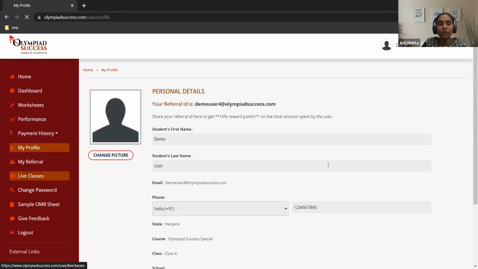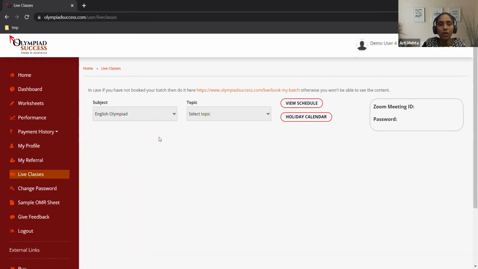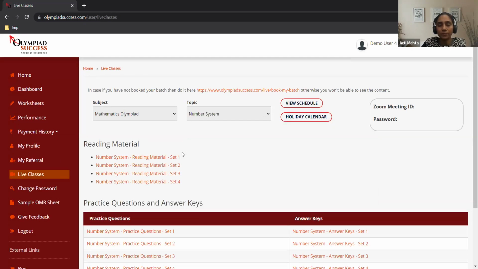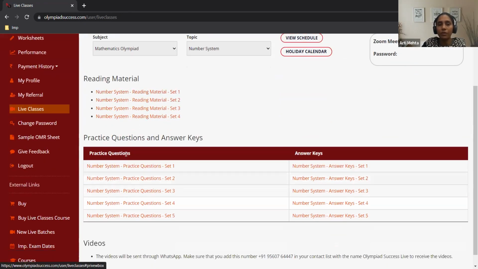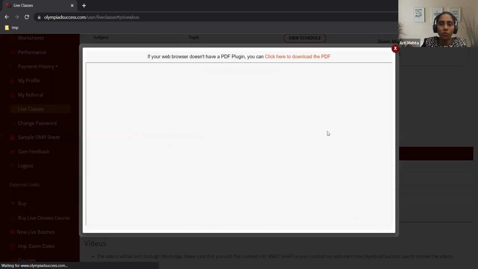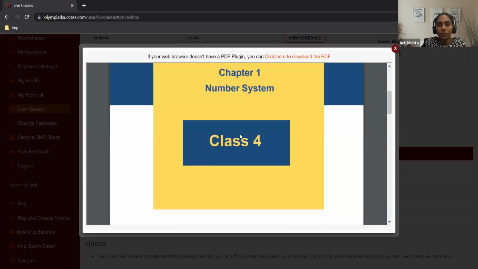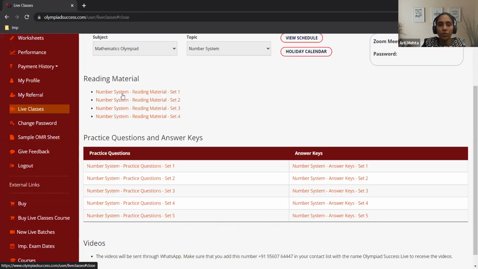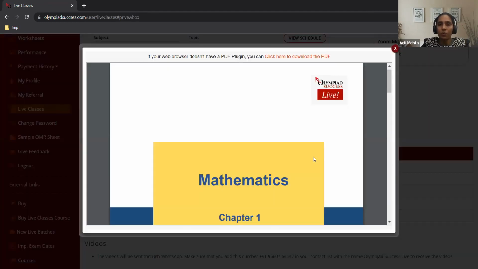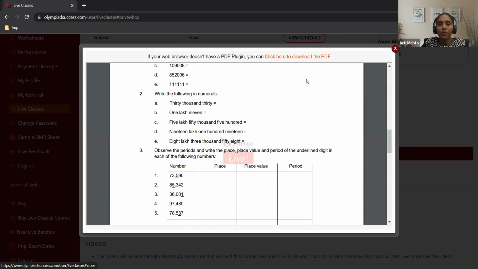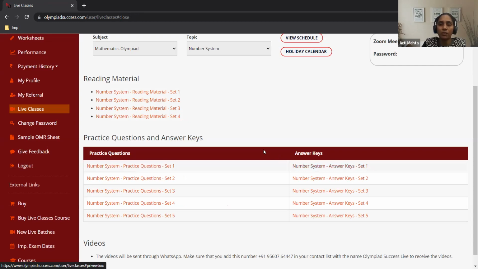So the first important thing, where you can find the reading material, practice questions and answer key, is this page, the live classes one. You have to click on the subject drop down, select mathematics, and then select the topic. Let's say I select number system. Here you see various links for reading material, practice questions and answer keys are available. You just click on any of the links you want to study, go through it, and for corresponding topics we have practice questions and answer keys. You can practice from the practice questions given over here, mark your answers, and then compare your answers with the answer key given by Olympiad Success.